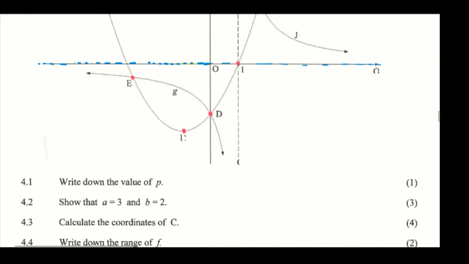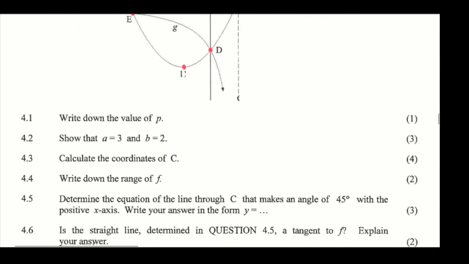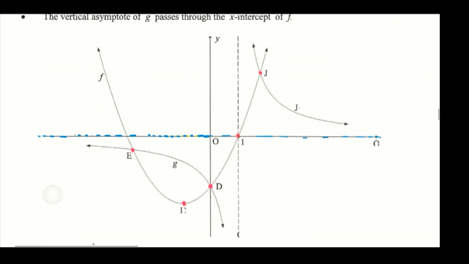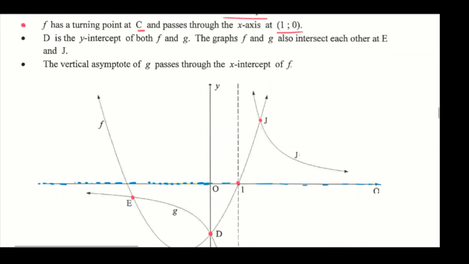Now what we have here is 4.1. We are told to write down the value of P. Let's see what they are looking for. So the value of P is basically this one here, right? So we are given, so that's basically the vertical asymptote, right? But P is not, it's just the value on its own. So this is the vertical asymptote. We are given the vertical asymptote to be equals to 1, right?